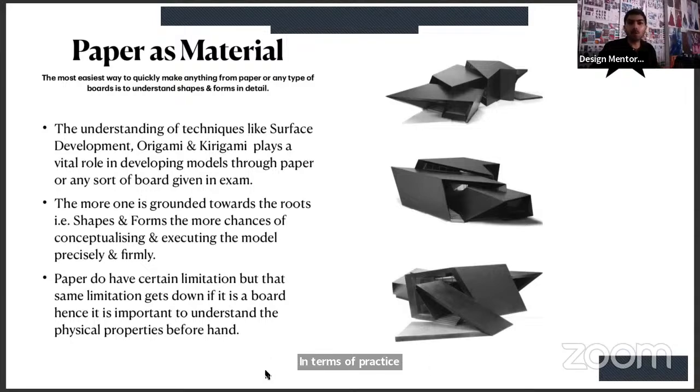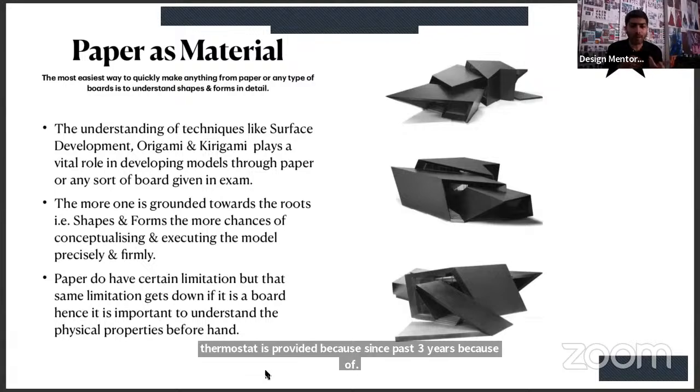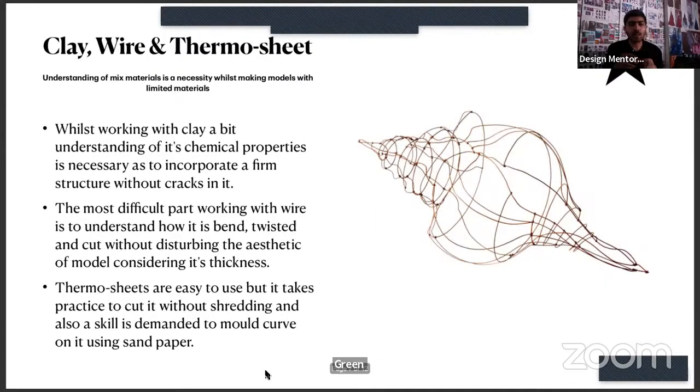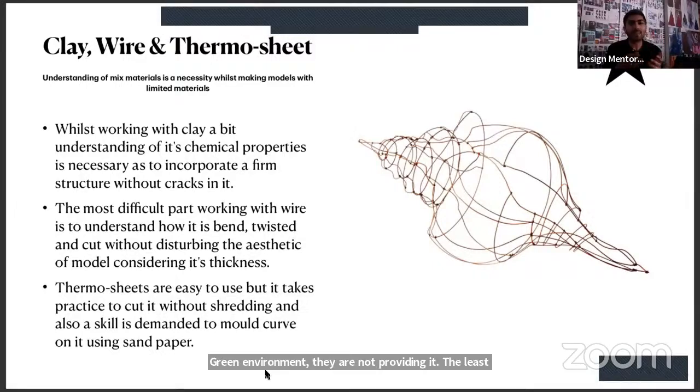Similarly, clay, wire, and thermosheet. A lot of students find clay difficult because yes, it has different intensities, thickness, and types of material. It's a bit hard to work with. But if you're good in terms of practice while you are preparing, it gets easy for you to understand the balance between wire and bamboo sticks or thermosheets if provided. Thermosheets, since the past 2 to 3 years, because of the green environment, they are not providing. The least they can provide is thermoballs, but that's also a very rare chance.